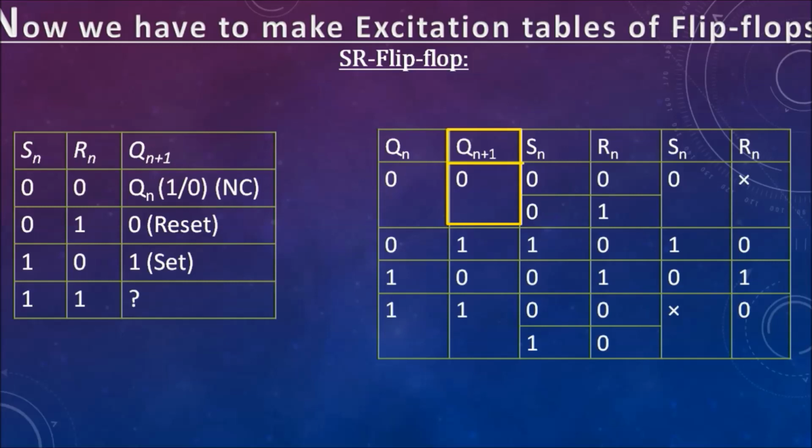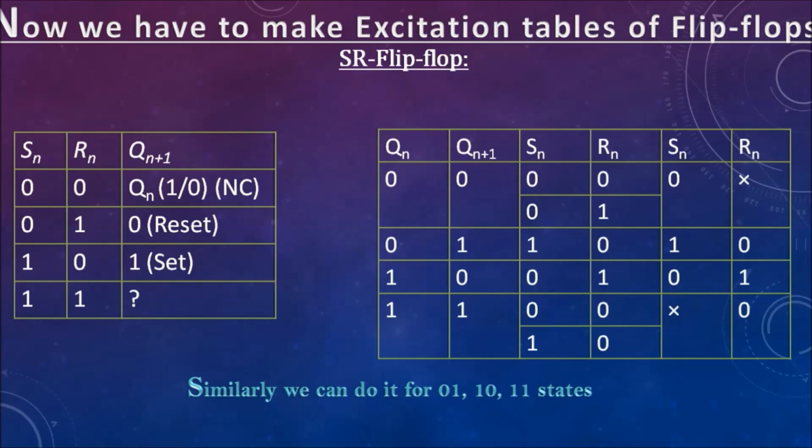For Qn plus 1 equals 0, in the truth table there are two cases where Qn plus 1 equals 0, for 0 0 and 0 1. So here we take 0 0 and 0 1 as Sn and Rn. Now we see that Sn is 0 in both cases, so 0 is confirmed for Sn. But Rn is 0 and 1, so we don't know whether it will be 0 or 1, so we take Rn as a cross. So in the excitation table, Sn and Rn will be 0 cross for 0 0. In the same manner, similarly, we can do it for the states 0 1, 1 0 and 1 1. For 0 1, it will be 1 0. For 1 0, it will be 0 1. And for 1 1, it will be cross 0.